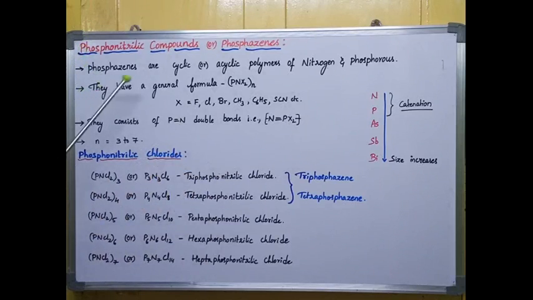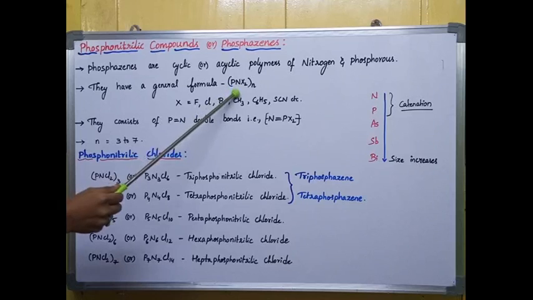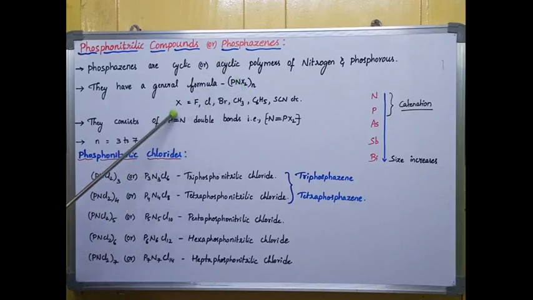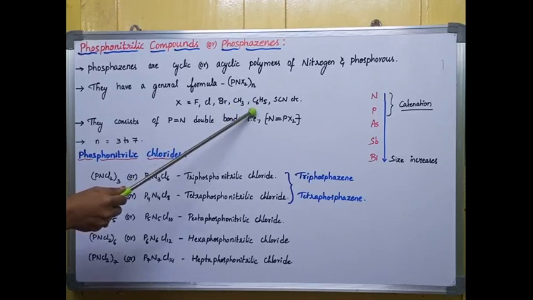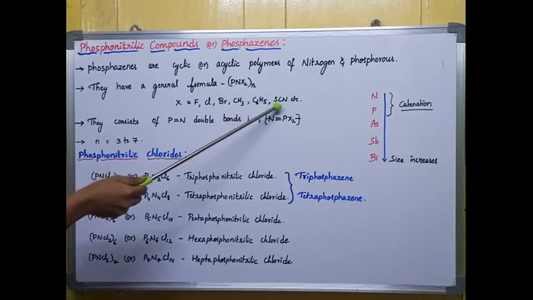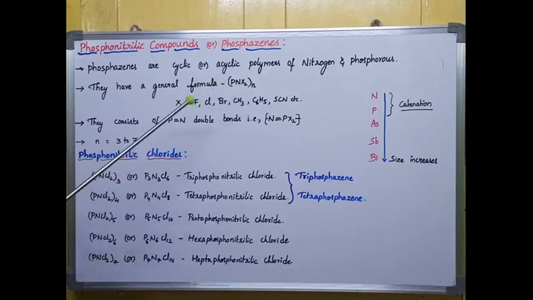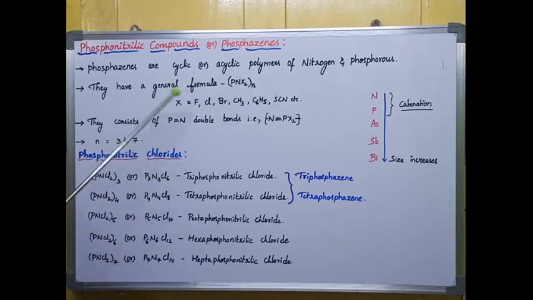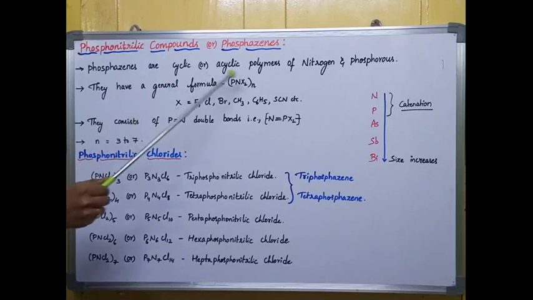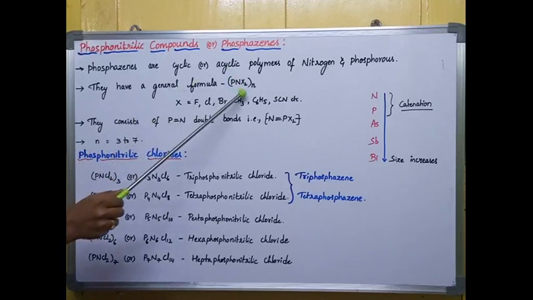They have a general formula (PNX2)n, where X can be any halogen, fluorine, chlorine, bromine, or a methyl group, or an aryl group like C6H5 phenyl, SCN thiocyanide group, or a methoxy group also can be involved. So X can be any of these groups. Here n is a value which ranges from 3 to 7.